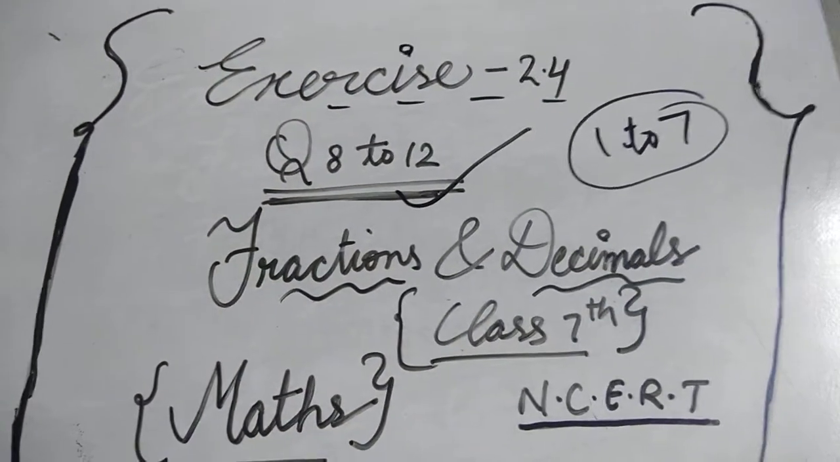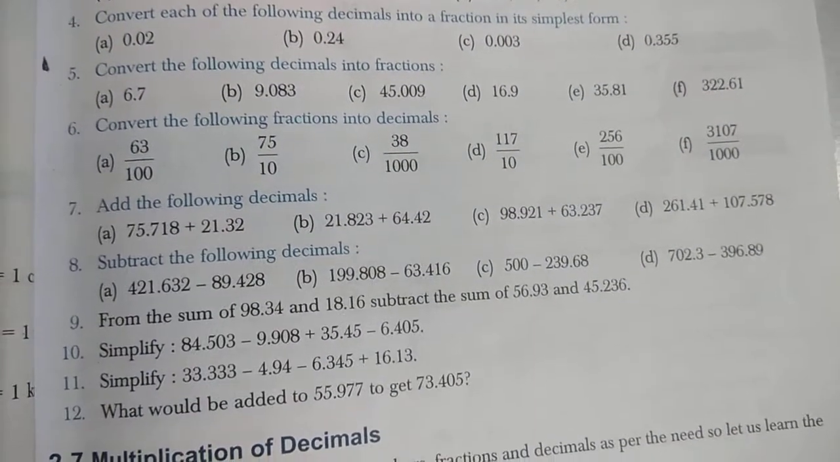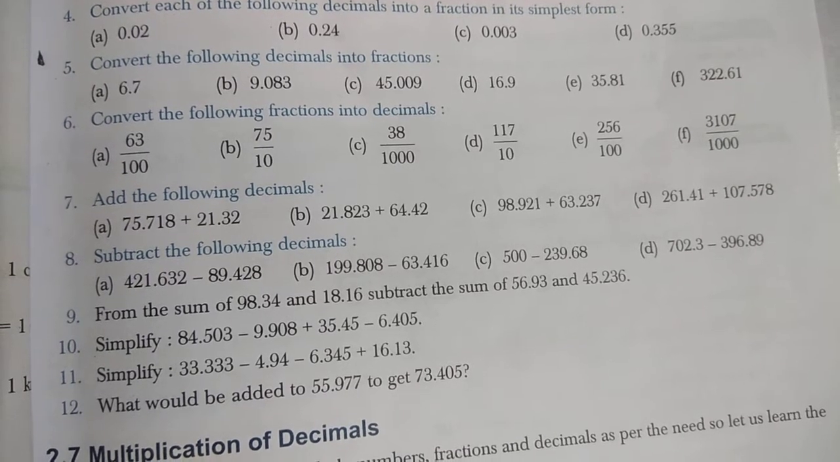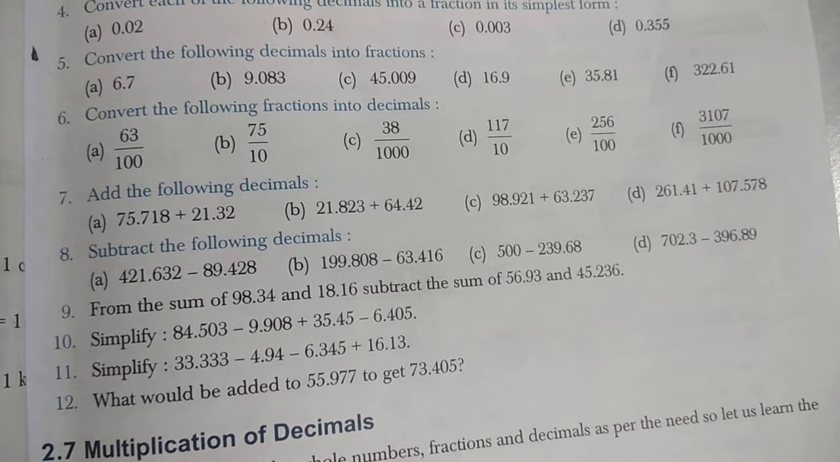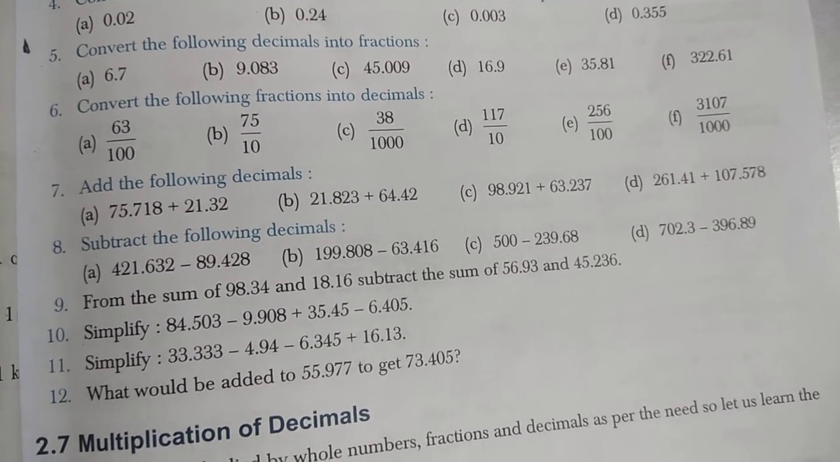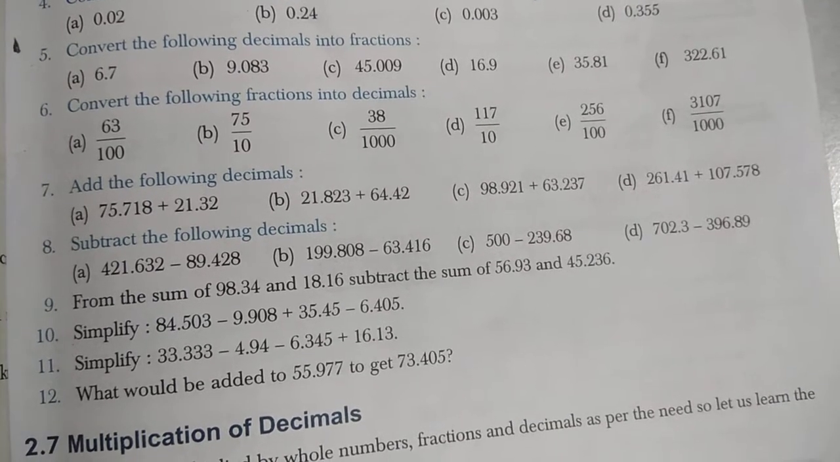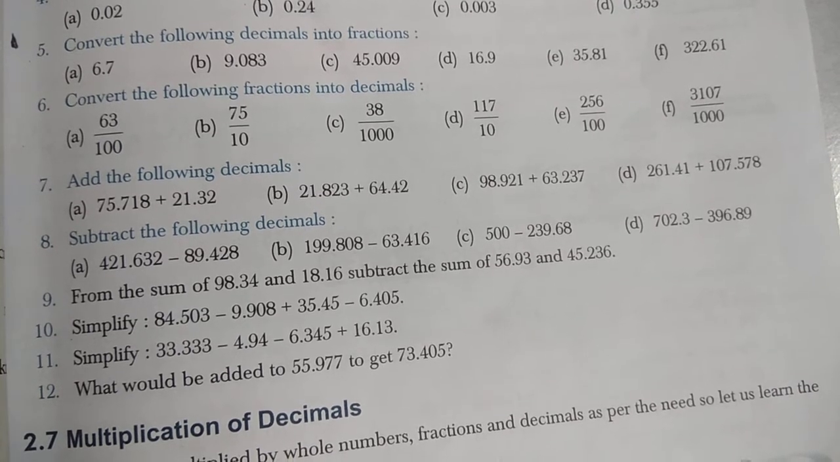So students, let's start. Your eighth question is to subtract the following decimals. In the ninth question, we have to find the sum of two numbers first, and then subtract it from the sum of the other two numbers. In the 10th question we have to simplify, and the 11th is the same.